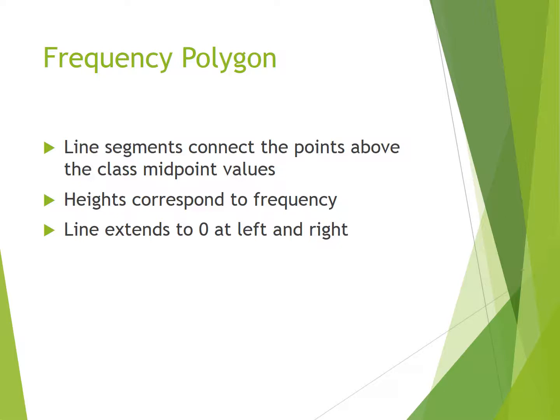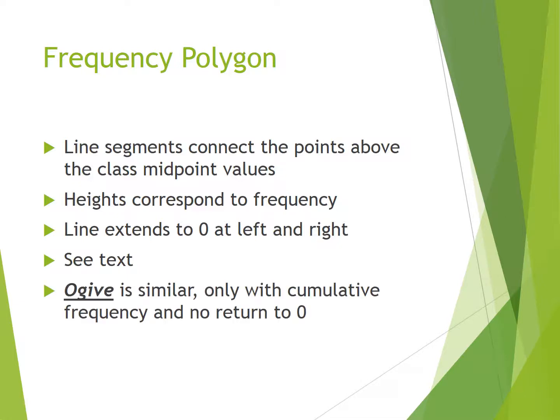But it just puts a dot, so it still tells you the shape of the data without using all the ink. It's more common in a more academic journal, while a histogram is more common in a more popular journal. You can see the text for examples of a frequency polygon. An ogive is similar, only it uses the cumulative frequency and you do not return to 0.